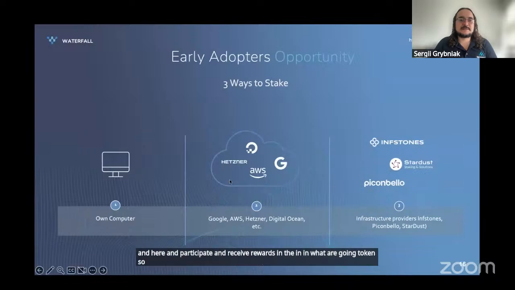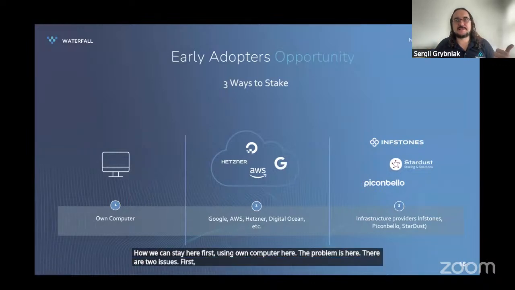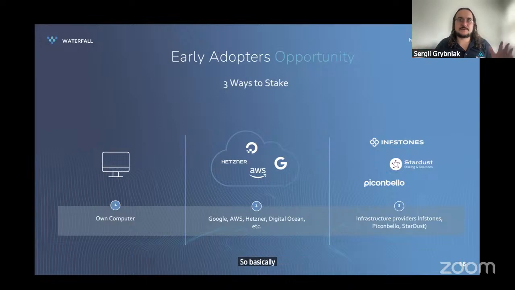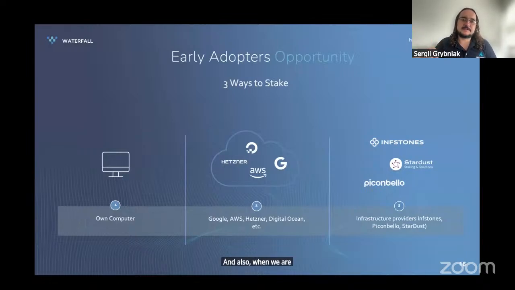So there are three ways how we can stake it. First, using your own computer. Here there are two issues. First, uptime and internet connection. Basically, the computer shouldn't go into sleep mode, and internet or electricity should not get disconnected. And also, when we are releasing hard forks or soft forks, there is a need to do updates manually.